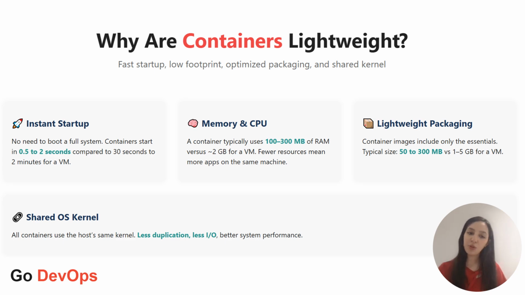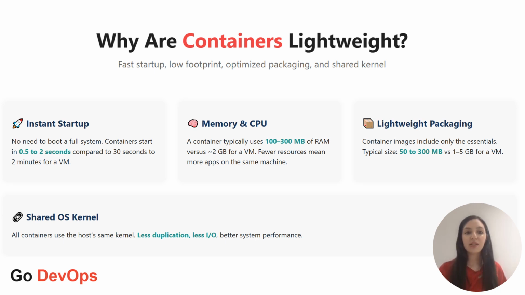For the memory and CPU usage, they use way fewer system resources. A typical container uses only between 100 to 300 megabytes of RAM, while a virtual machine needs around 2 gigabytes or more just for the operating system. And the same goes for CPU. Containers are lightweight because they skip the overhead of running a full operating system, and that means you can run many more containers on the same machine, which is great for saving cost and maximizing performance.